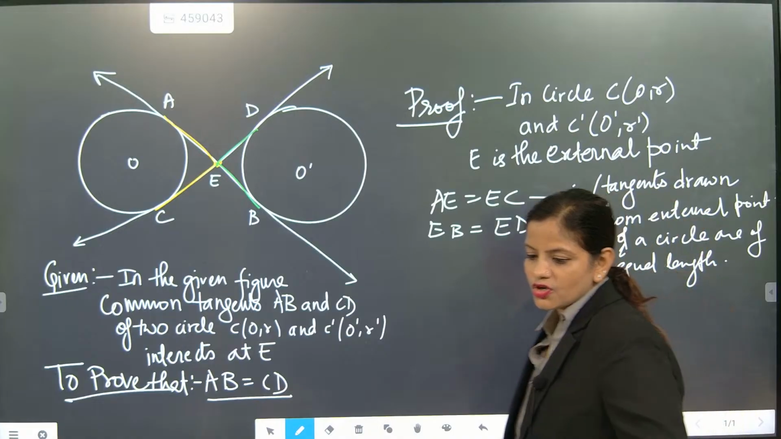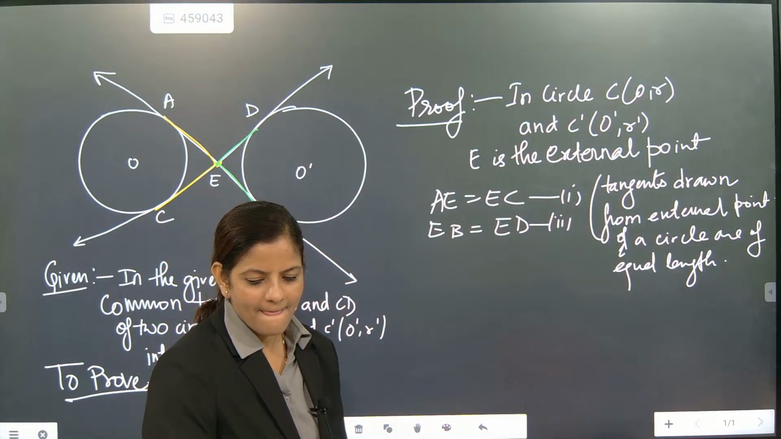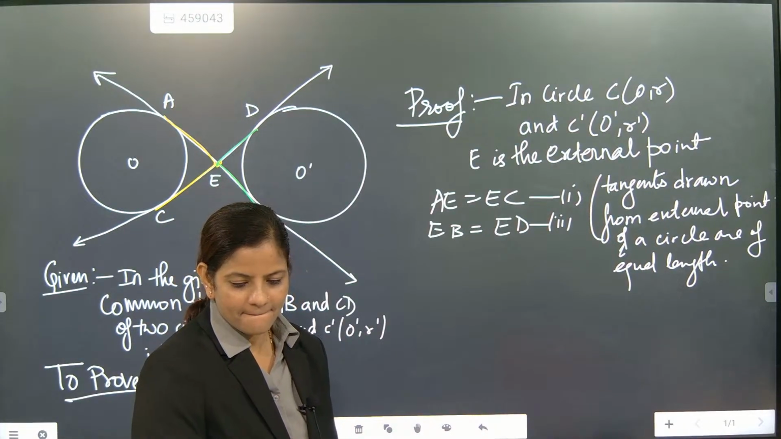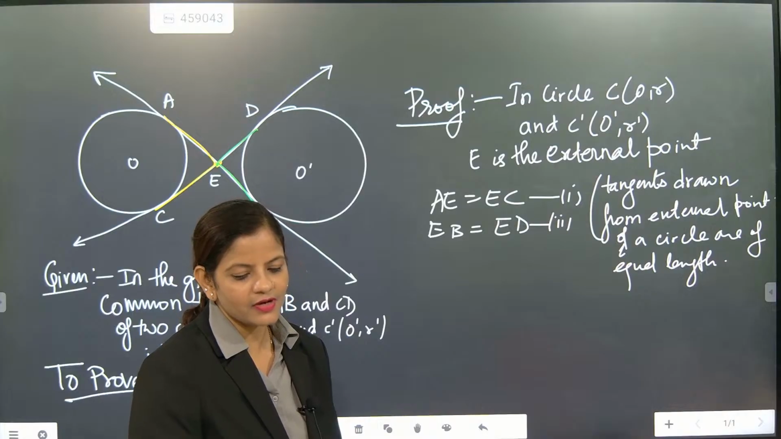Understood? So tangents drawn from external point are of equal length.